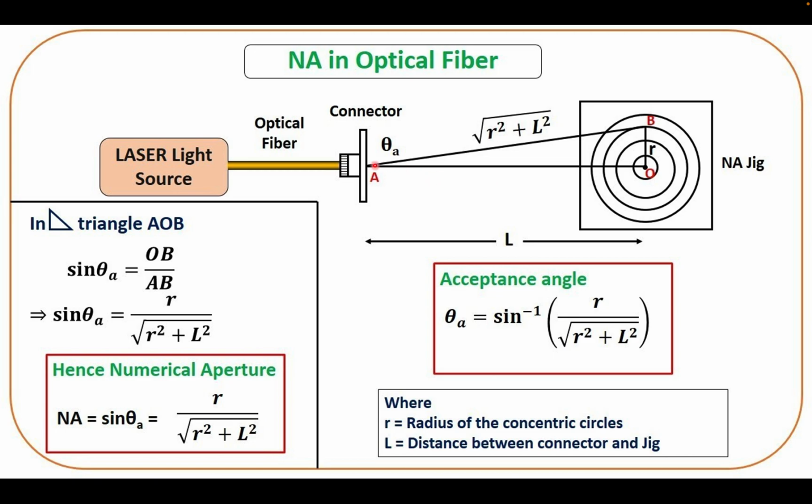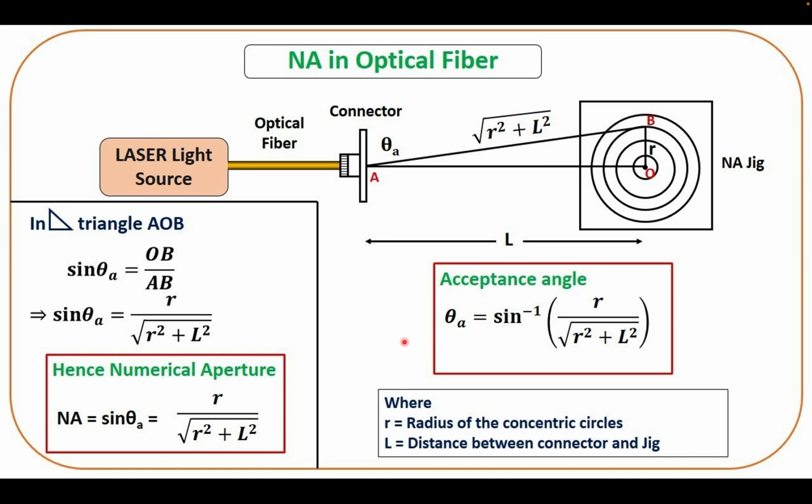This is the acceptance angle, theta, and sine of theta is perpendicular upon hypotenuse. The hypotenuse is under root r square plus L square, as per the Pythagoras theorem. R is the radius of this particular circle seen on the screen, depending on the distance L between the source and screen. So sine of theta A is equal to r upon under root of r square plus L square. This formula will be used to calculate the numerical aperture, and sine inverse of this value gives the acceptance angle. Is it clear to all?